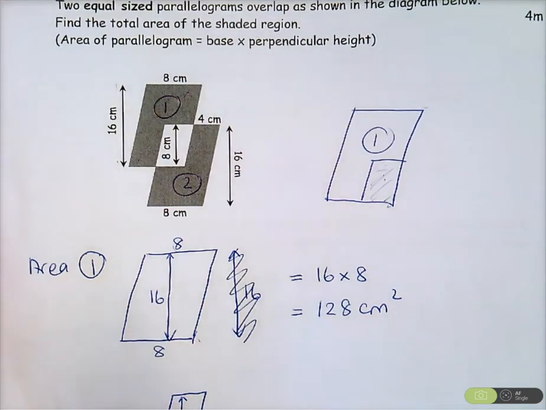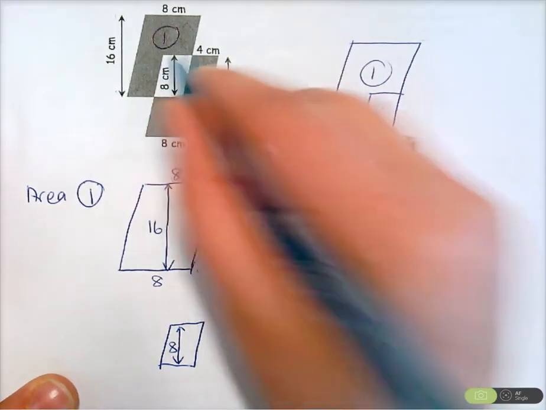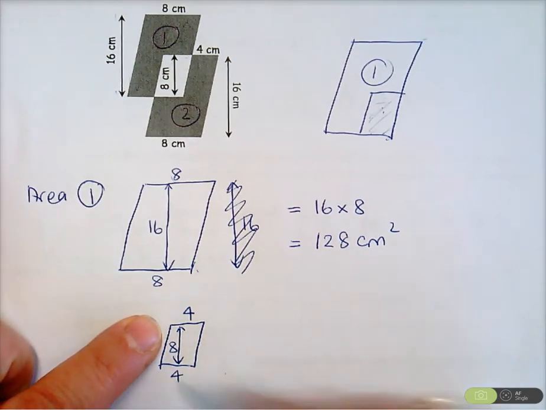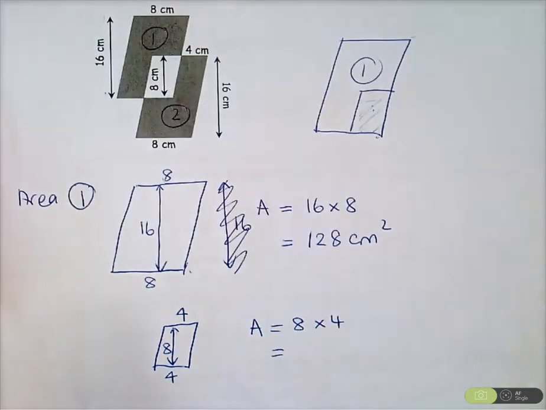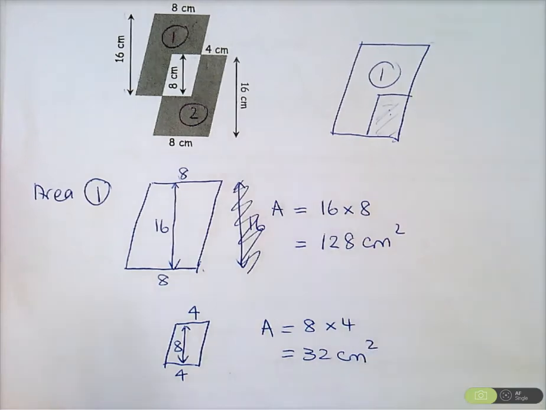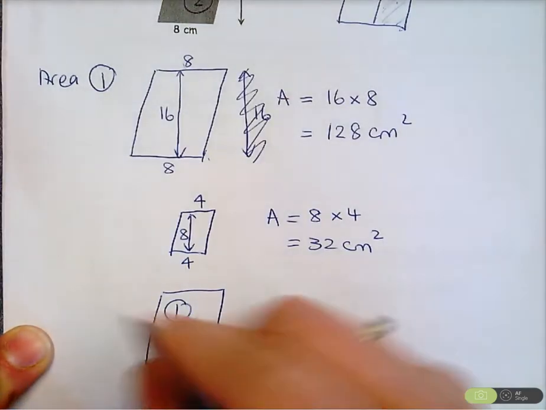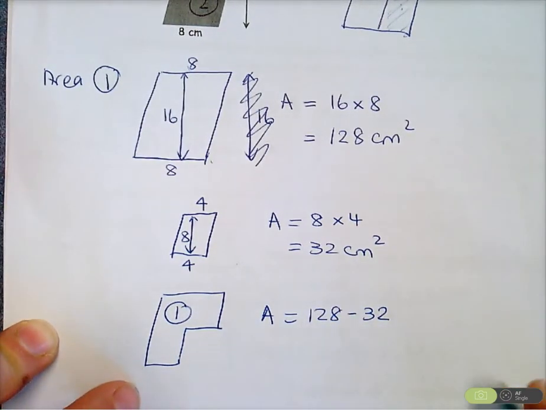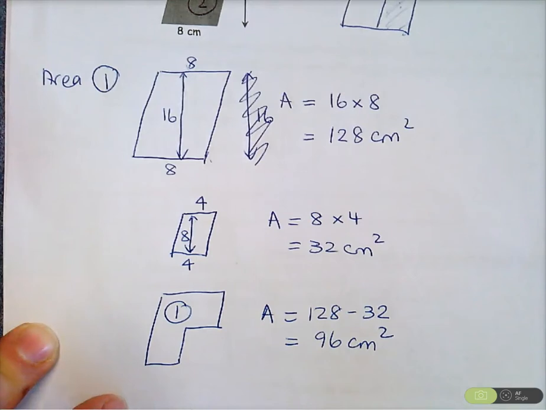So the small parallelogram down here is 8 high. If this is 4, then this is also 4, so it's got height 8 and base length 4. So the area of this little one is 8 times 4, base times perpendicular height, which is 32 centimeters squared. Therefore, the area of this shape will be 128 minus 32. Do we get that, girls? Yeah. And 128 minus 32 is 96 centimeters squared.